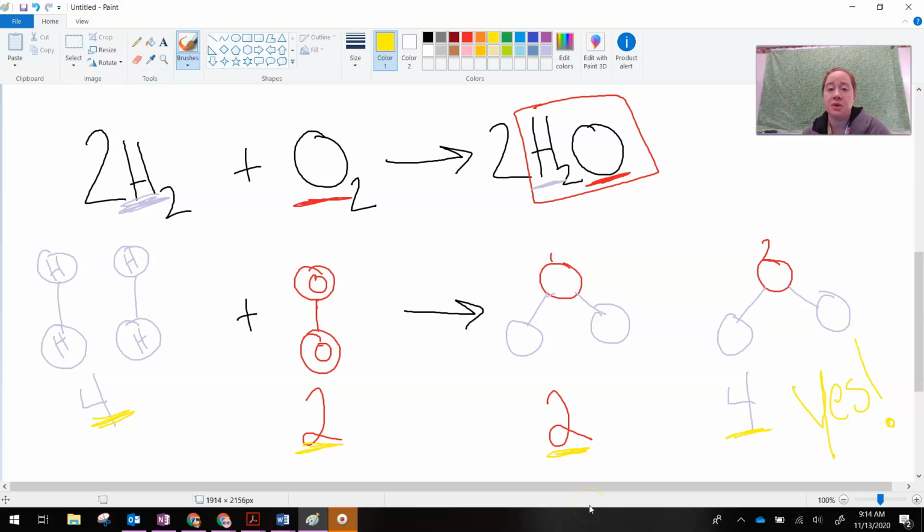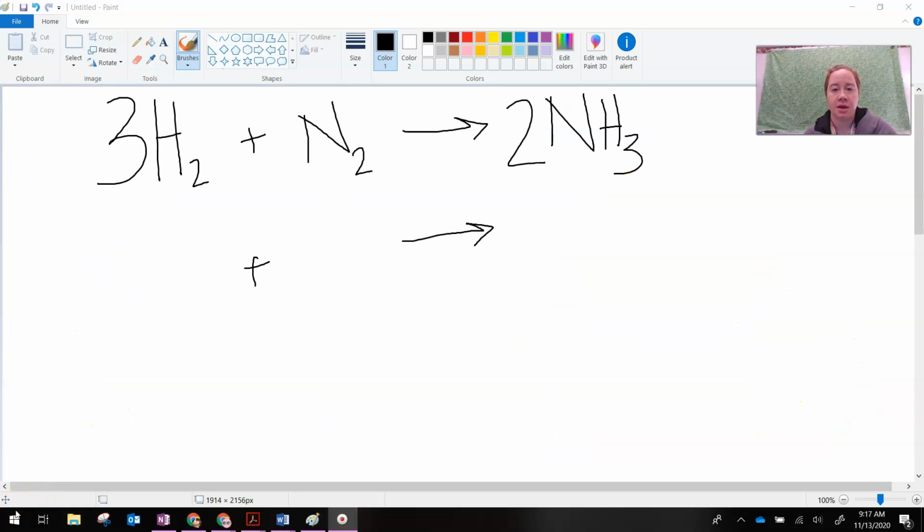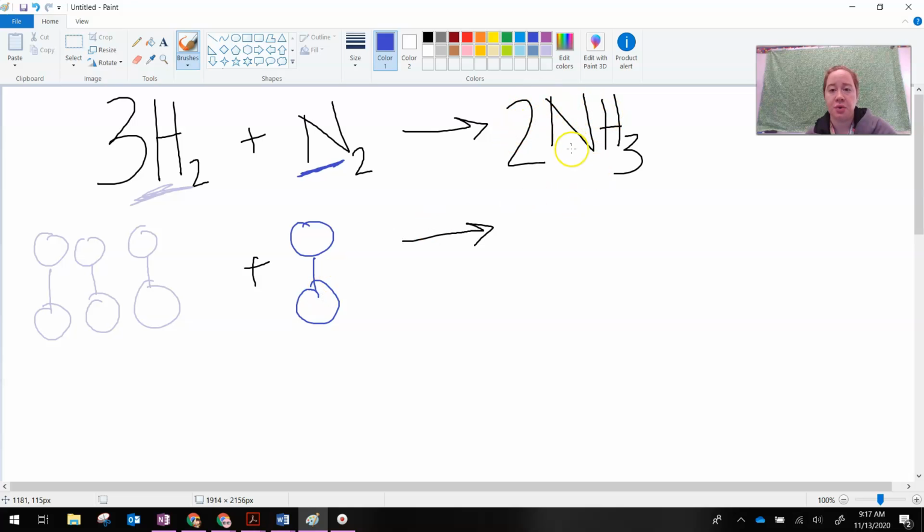Okay, so there's the first 2 equations for the lesson today. And here are the next 2 equations. So the next one we had was 3H2 plus N2 yielding 2 NH3. Going to use this light purple color again for my H's. I have 3 H2s, so there's 1, 2, 3. And for nitrogen, capital N, I'm going to use this blue. Here is my N2. Then I have 2 NH3.